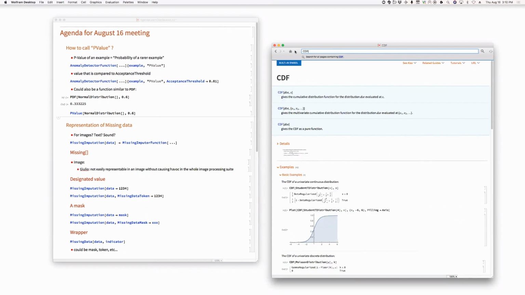How is it related? What would this return? P-value of normal distribution, 0.6. What should that return? That would return the probability to have an event that is rarer than whatever 0.6 is. So it would integrate the right tail, but also the left tail. Sometimes I call it double tail p-value. What's the relationship between that and the CDF?